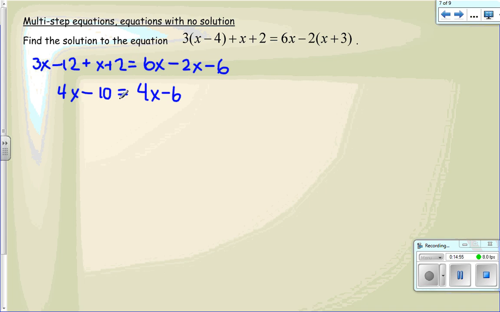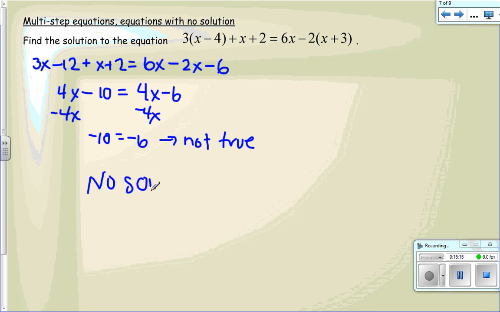Or if you keep going, let's say we go ahead and subtract the 4x from both sides, then I'm left with negative 10 equals negative 6, which again is not a true statement. And so what this means is there is no solution. So what we expect you to write on a test is no solution. So no value for x will ever make this a true equation.